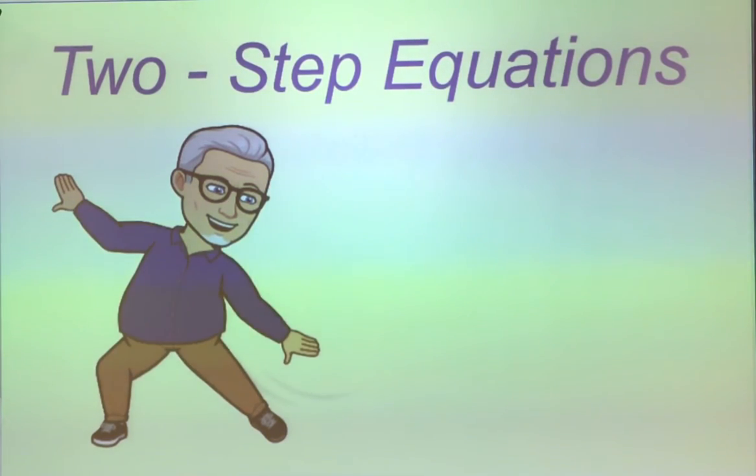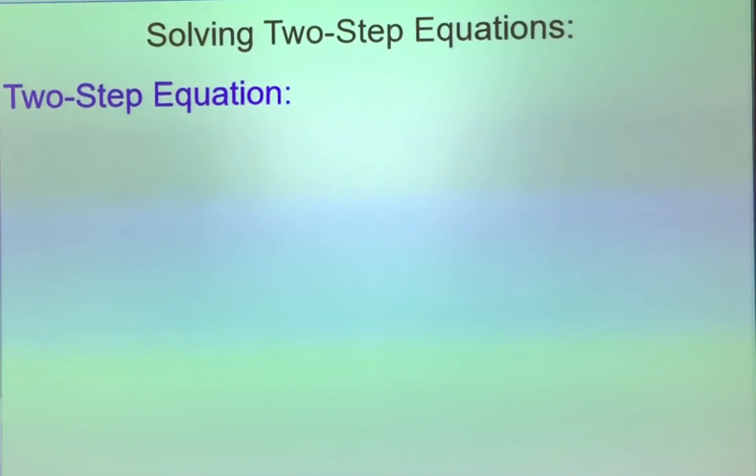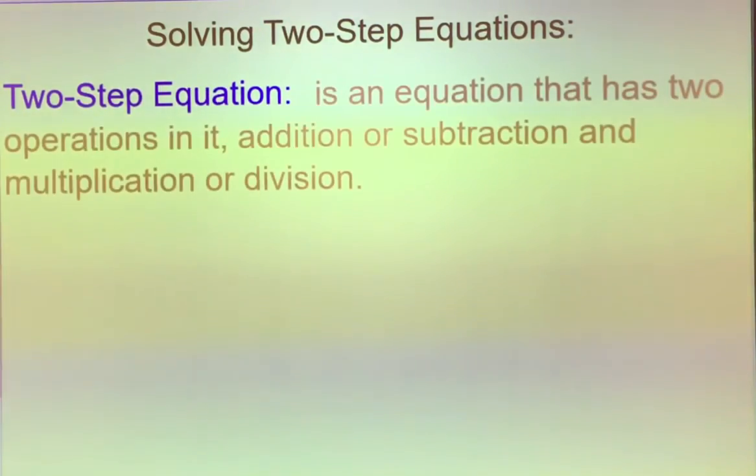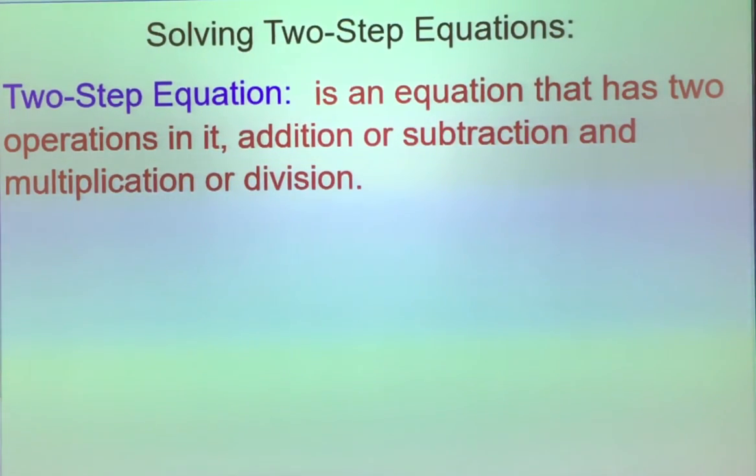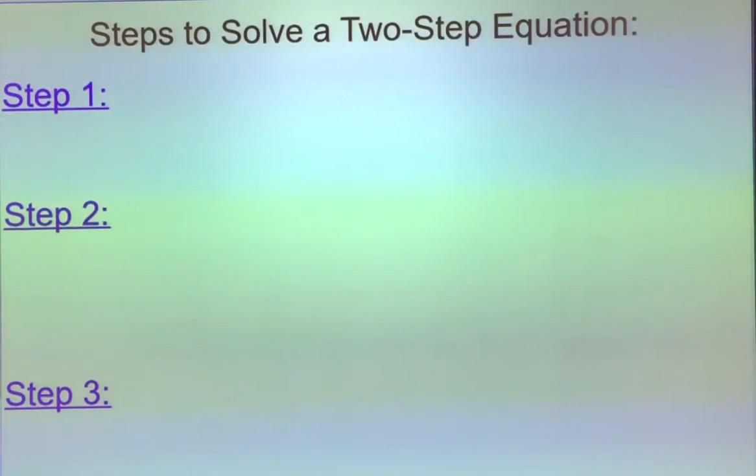Two-step equations, let's take a look. A two-step equation is simply an equation that has two operations in it. It's going to have addition or subtraction, and it will also have multiplication or division. Let's take a look at the steps to solve the two-step equation.